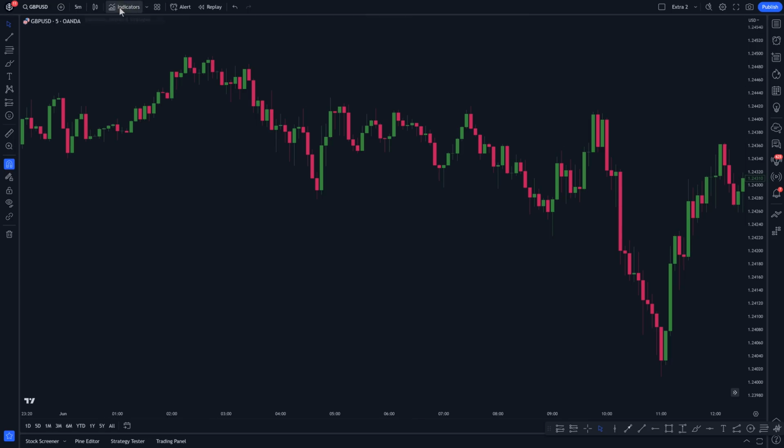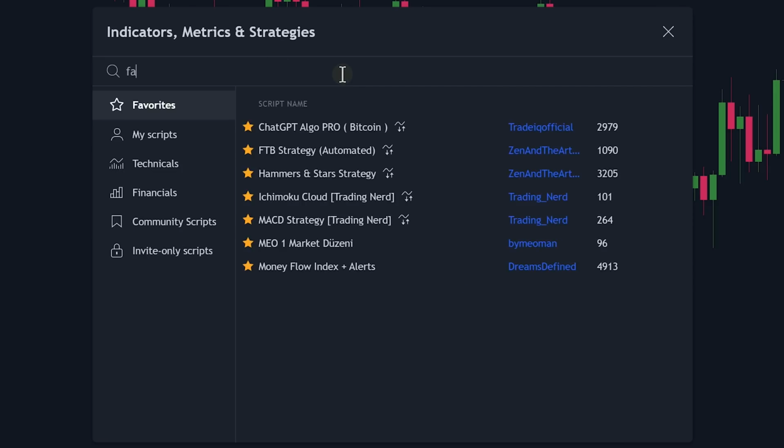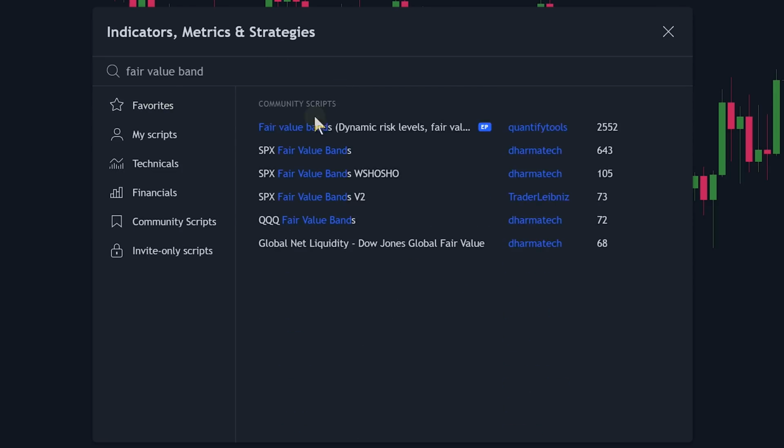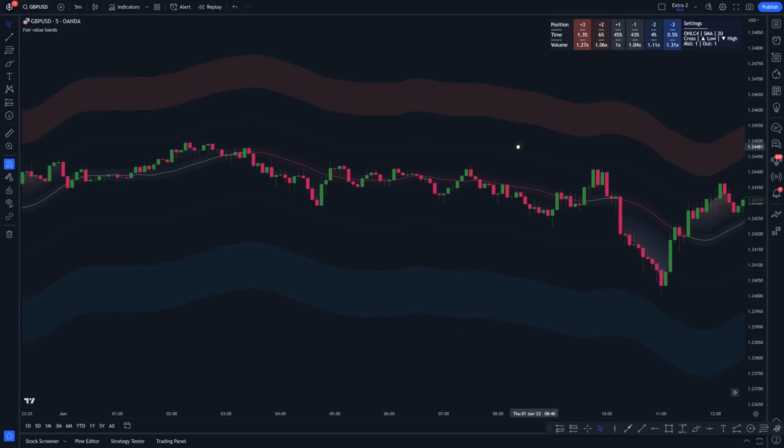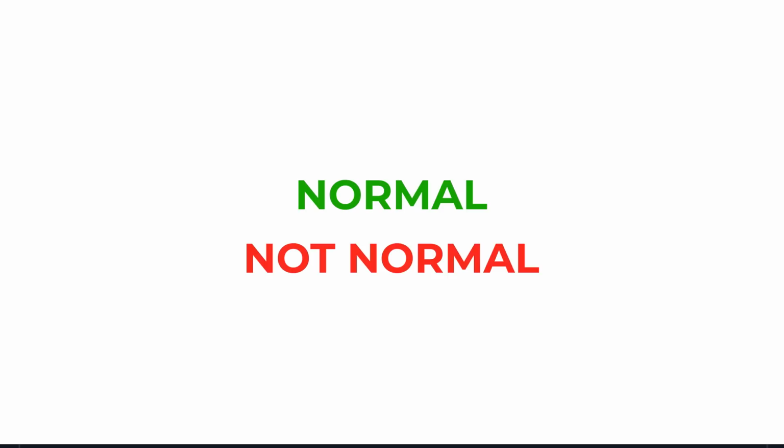Now let's add the core indicator of this strategy. On the indicator search tab, search for the fair value bands. This one by Quantify Tools.